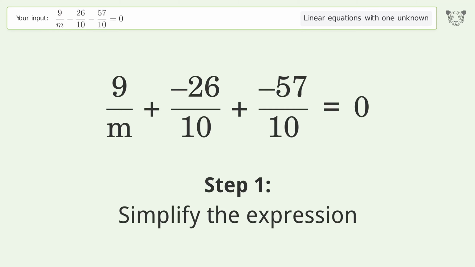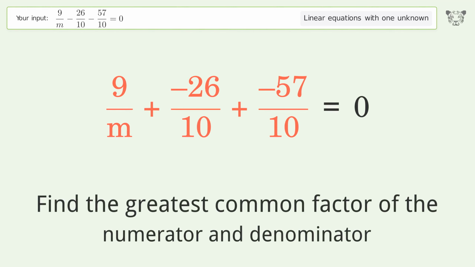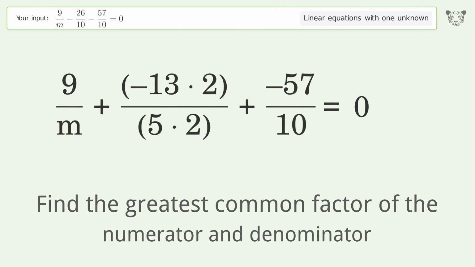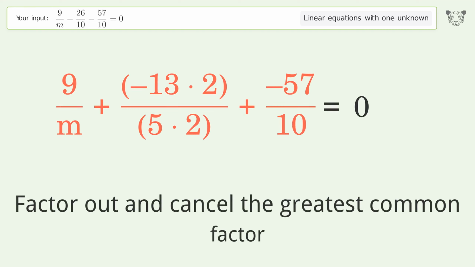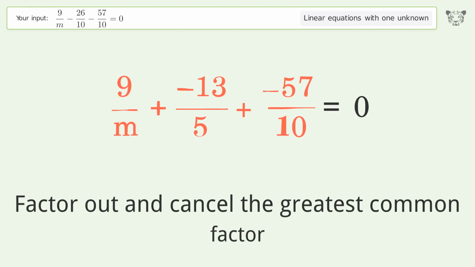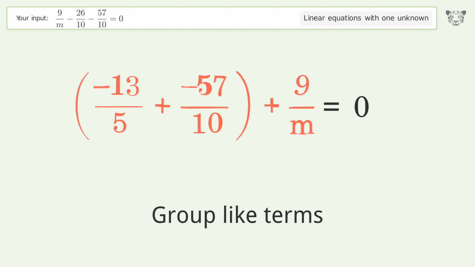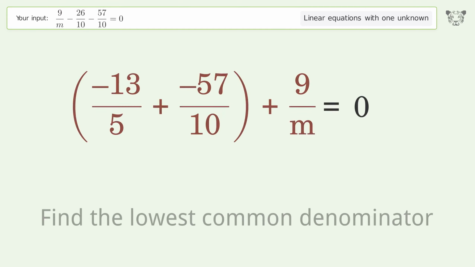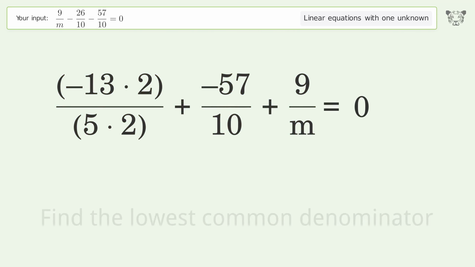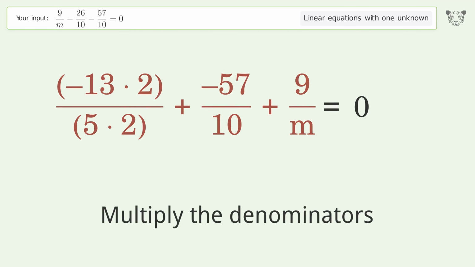Simplify the expression. Find the greatest common factor of the numerator and denominator. Factor out and cancel the greatest common factor. Group like terms. Find the lowest common denominator. Multiply the denominators.